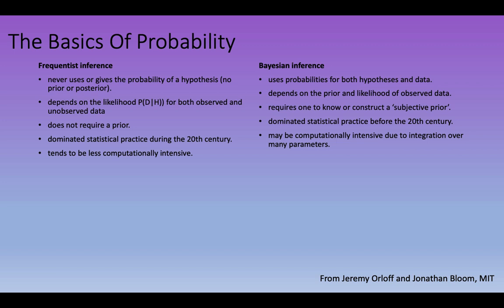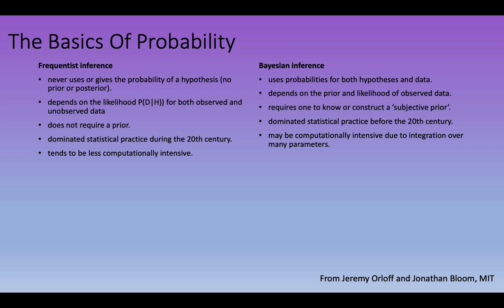Whereas with Bayesian approaches, you're using probabilities for both the hypothesis and the data. In the frequentist approach, there's no probability associated with the hypothesis. In this case, there is: what is the probability of the hypothesis?